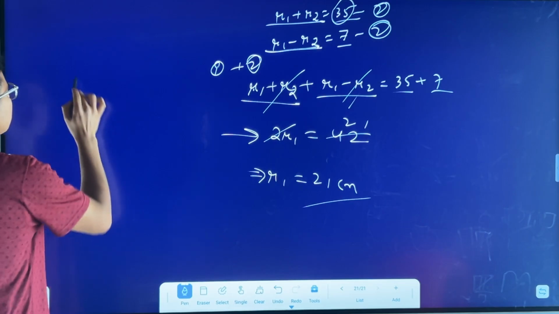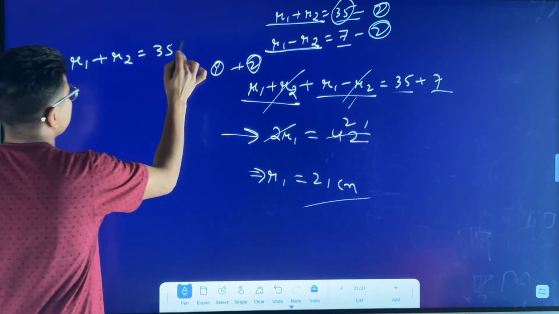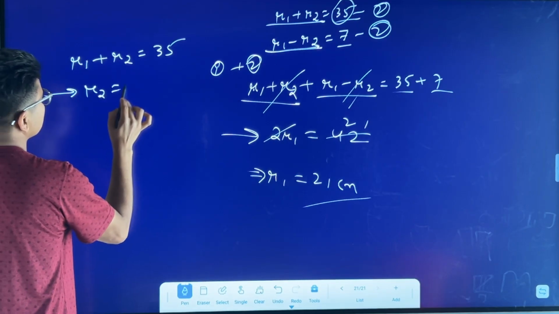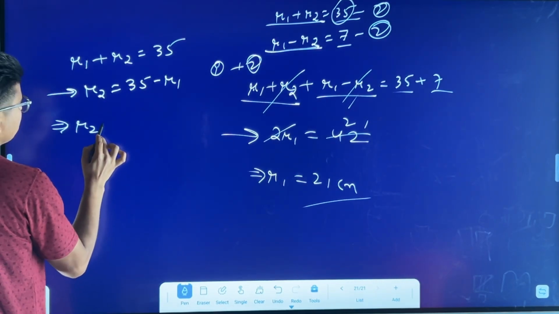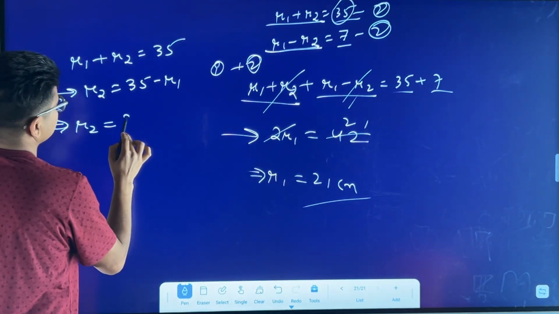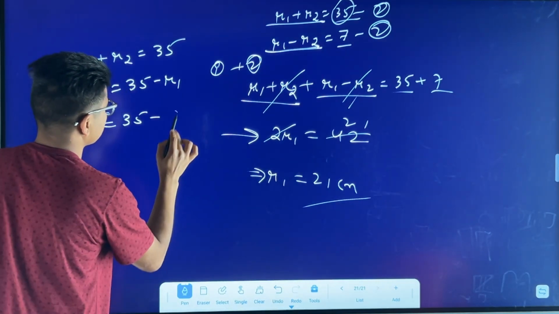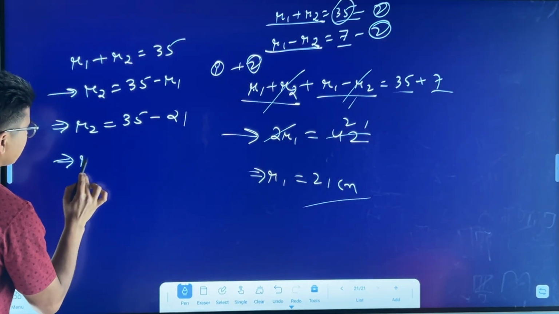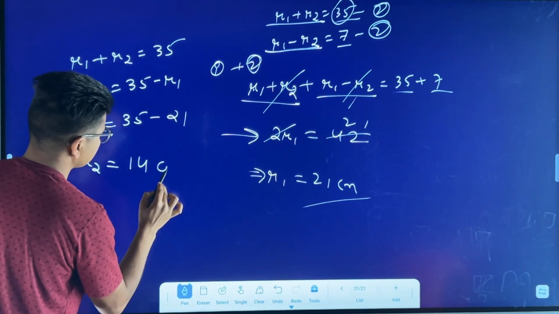Now from equation 1, what is equation 1? r1 plus r2 equals 35. Can I write r2 equals 35 minus r1? Yes, I can write. r2 equals, r1 goes to that side, it will become minus, right? 35 minus r1. What is r1 here? 21. That means r2 will be equal to 35 minus 21, which is 14 centimeter.